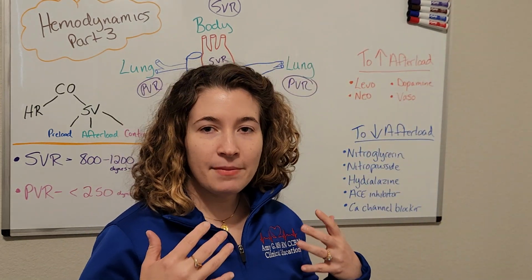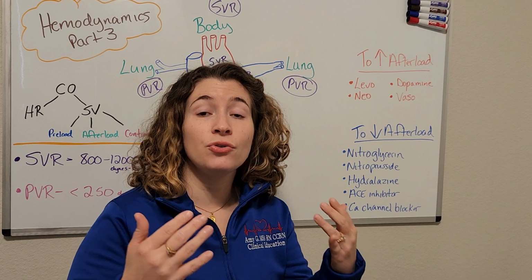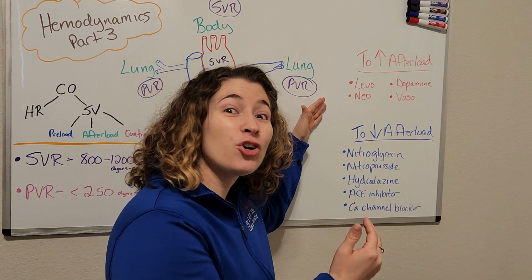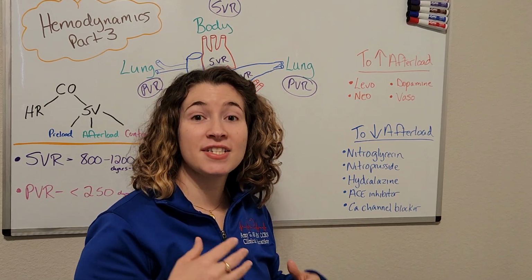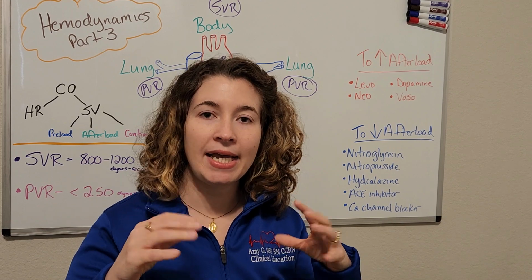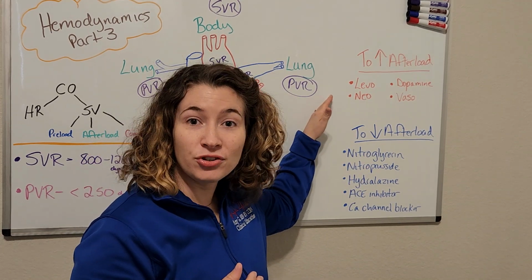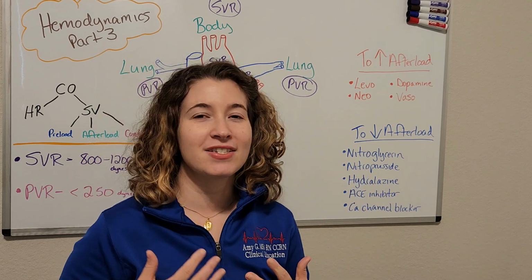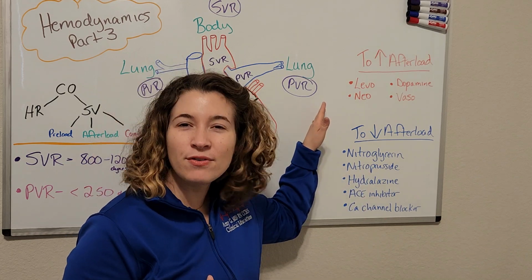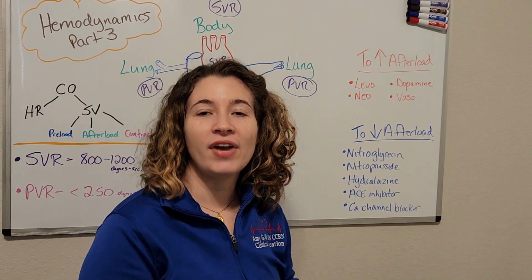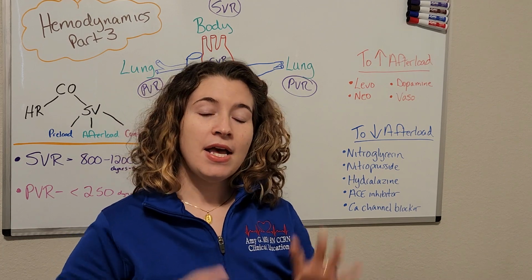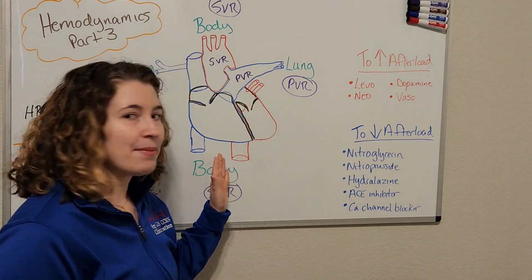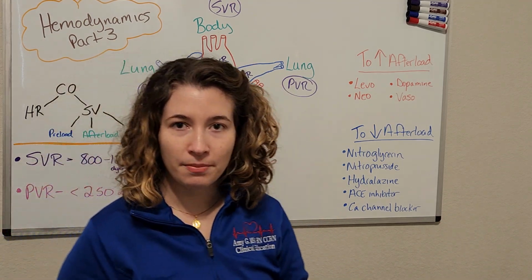And whenever you're thinking about interventions to correct those issues, we're really looking at things to increase afterload. So with our septic patients, if their vessels are really dilated, we need to increase the afterload so that we can ensure that all of that blood gets to the body. So think of things like your vasopressors, your Levophed, your neosynephrine, your vasopressin, and even your dopamine. That's going to increase that SVR so we can ensure all of that blood gets pumped out to the body.